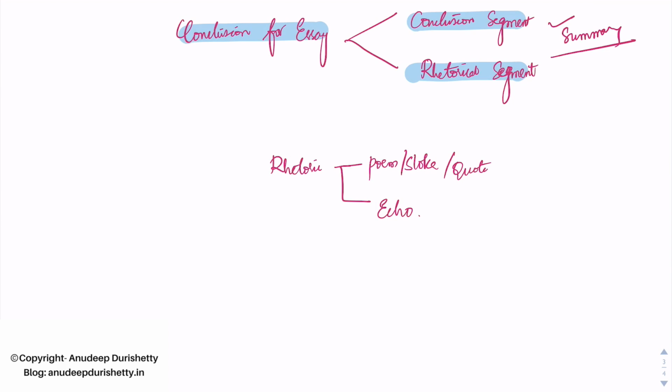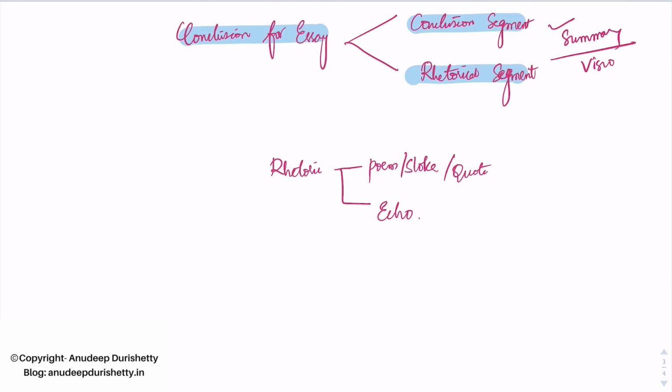It must also present a vision for the future, presenting the solutions and suggestions that will help solve any issues that you may have raised in the main body. These are all included in the conclusion segment. Then comes the rhetorical segment towards the absolute end of your essay, where the point is to persuade the reader to be convinced about your point of view.